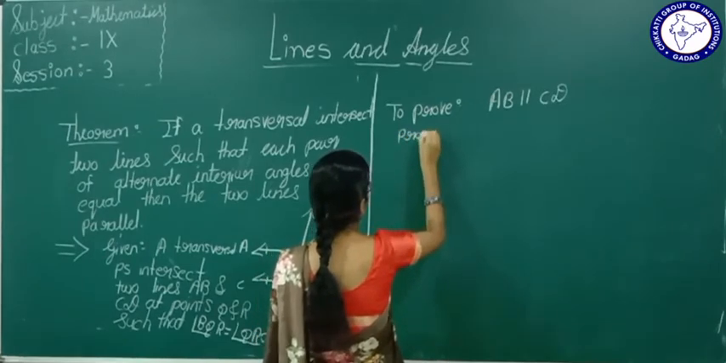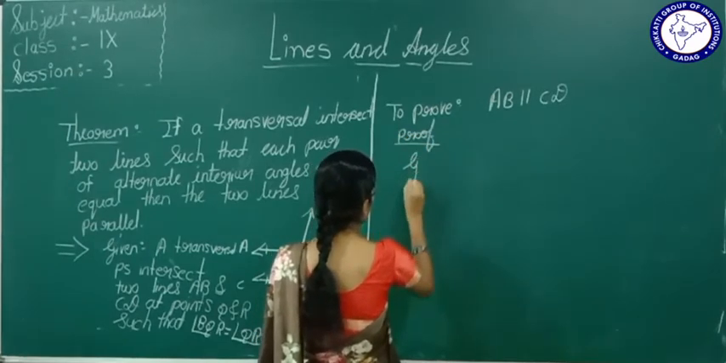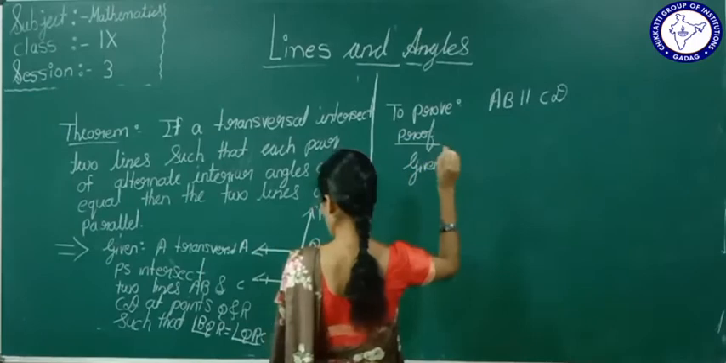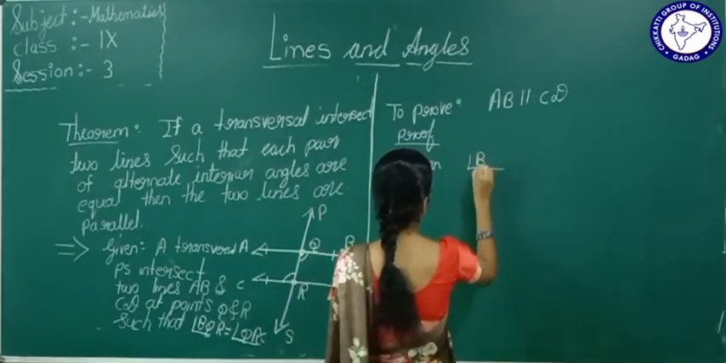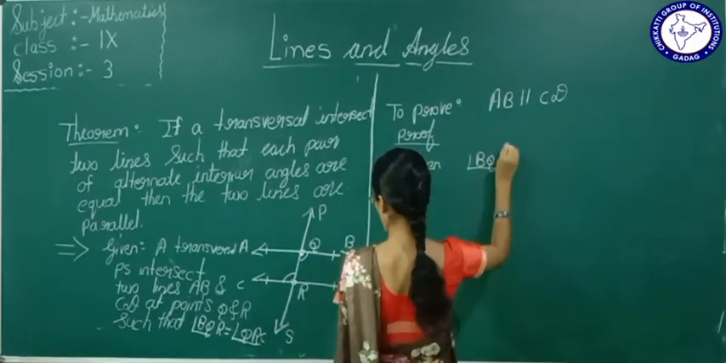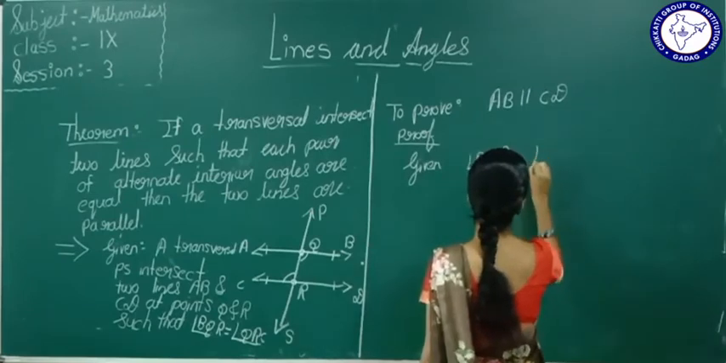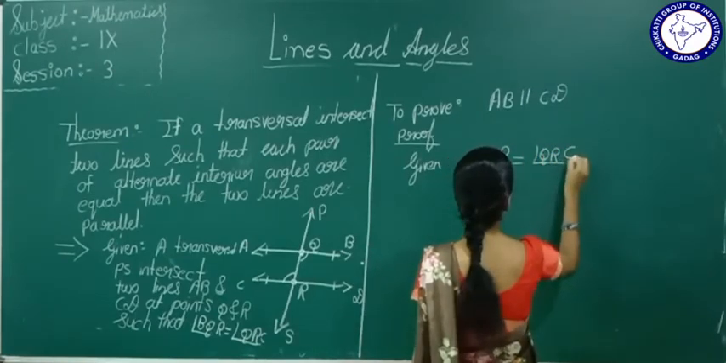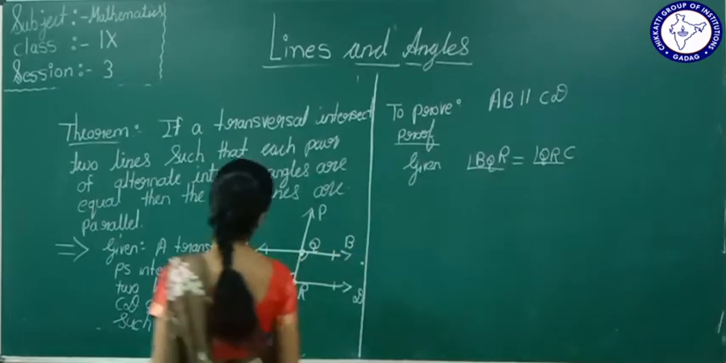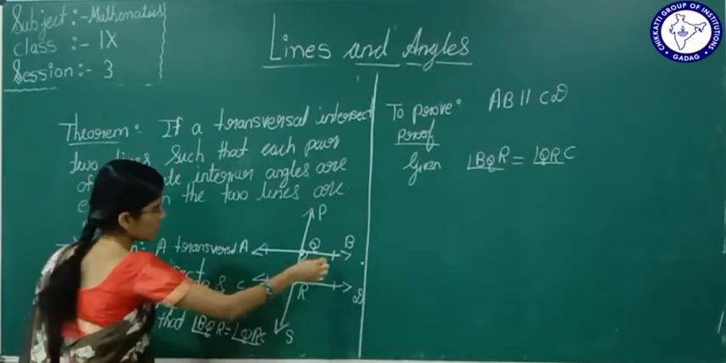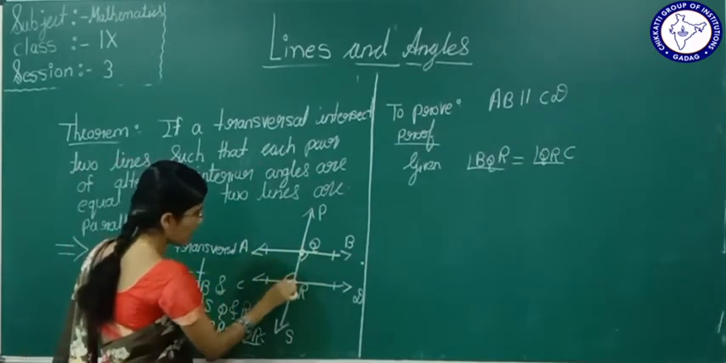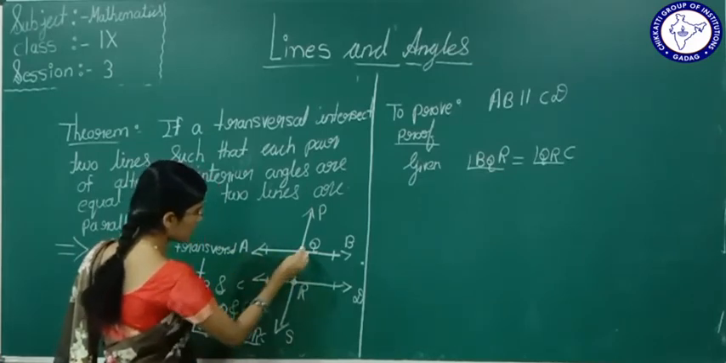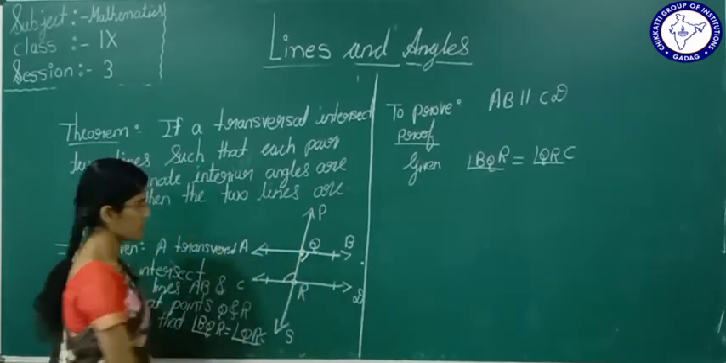Say proof. Say given angle BQR is equal to angle QRC. Now say what they are given: angle BQR is equal to angle QRC.